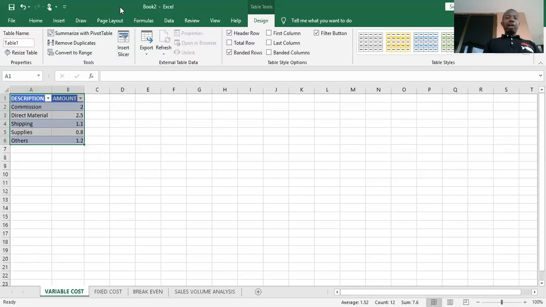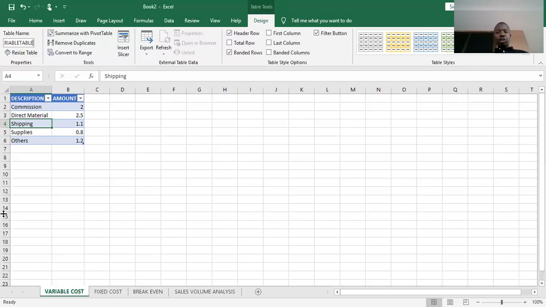Table name is always found on the Design ribbon, and this Design ribbon is always available when you have selected your table. So you see, as the table is selected, the Design ribbon is active, right? So when I go to the Design ribbon, I'll see Table Name here. And the table name in this case is going to be variable table. And I told you the last time that your table name shouldn't contain spaces. So I put it as one word, variable table, okay? So that is my table name.